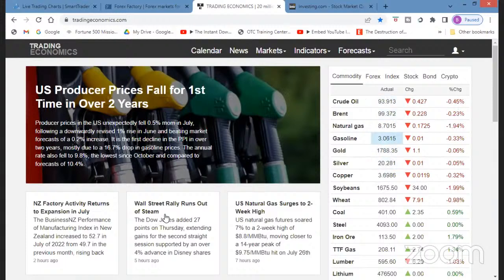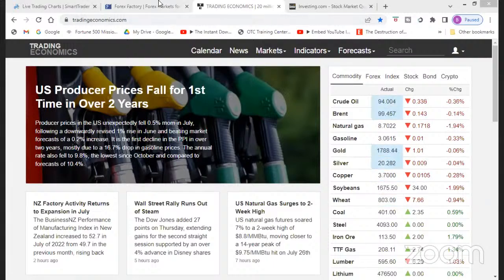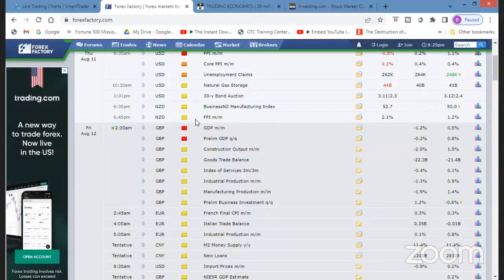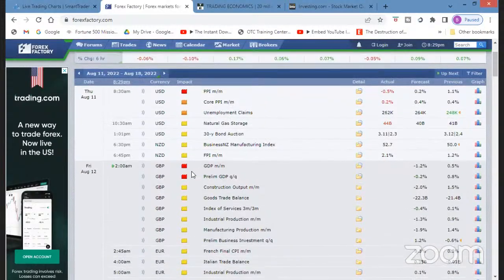We see that the Wall Street rally runs out of steam. We are not out of the woods yet, so keep that in mind. But I want to go straight to the technicals because there's a number of things that I want to look at, so I hope you guys don't mind if we just blaze right through this. On Forex Factory tomorrow, we've got GDP data coming out for the pound. So that's going to be key. That's at 2 a.m., so you may see some movement overnight on the pound pairs. So don't be surprised if you wake up and there's some pound movement, because that's going to be pretty early in the morning, at least here in the US.